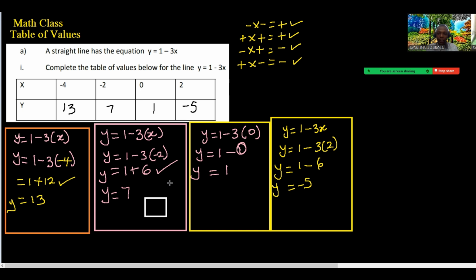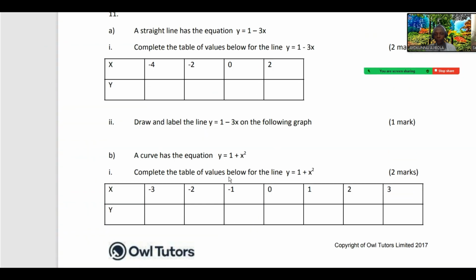Okay, fine. Then the last one. y equals 1 minus 3x. So y equals 1 minus 3 times 2, y equals 1 minus 6, and y equals minus 5. Okay, that's it. So let's look at the next question.